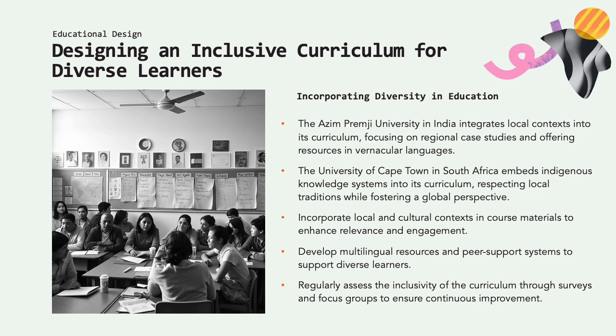What we really need to do is to incorporate local and cultural contexts in course materials to enhance relevance and engagement. We also need to develop multilingual resources and peer support systems to support diverse learners. We must also regularly assess the inclusivity of the curriculum through surveys and focus groups to ensure continuous improvement. And I'm quite certain by incorporating some of these aspects and also looking at successful implementation both in India and abroad, we would be able to make our institutions more inclusive in terms of the curriculum and available for diverse learners.